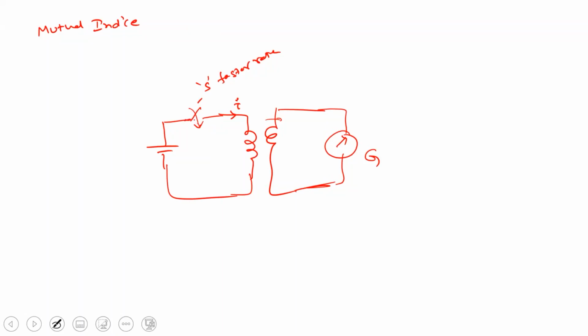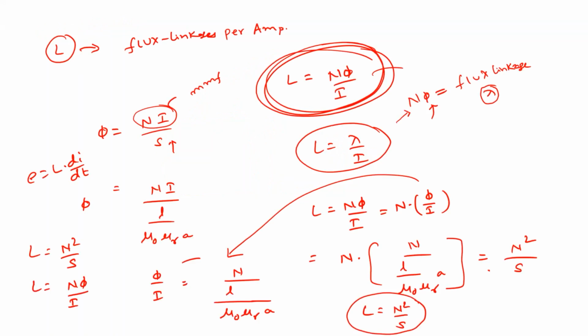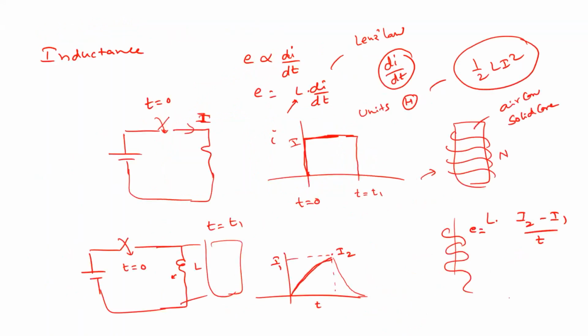Can anyone tell, what will happen if the switch is permanently closed? Sir, the deflection in the galvanometer will be zero because the current will become constant. If this switch is permanently closed, you are connected, and the current will be constant.